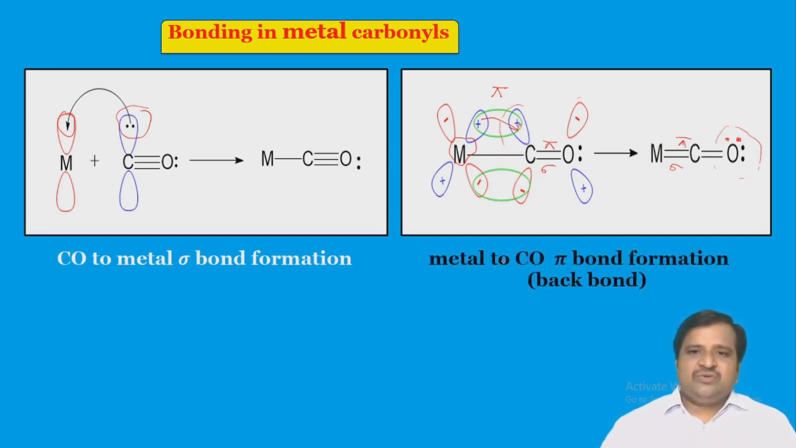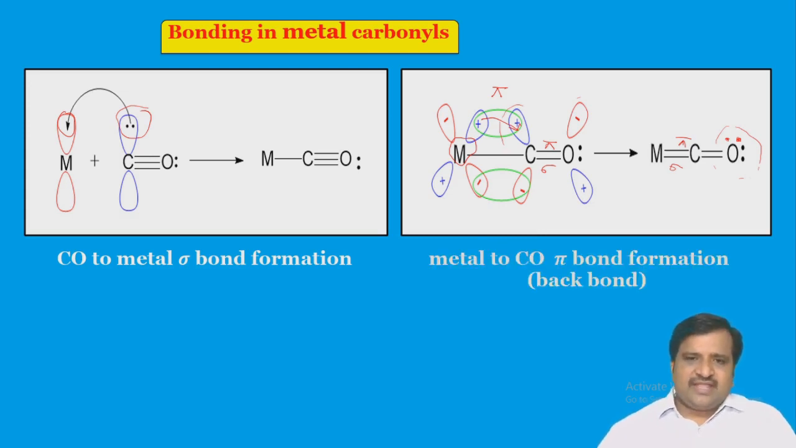So the metal to CO pi bond formation is the back bond formation. Here actually two types of bonds are possible between the metal and the CO ligand. So one is the metal, and there is another.